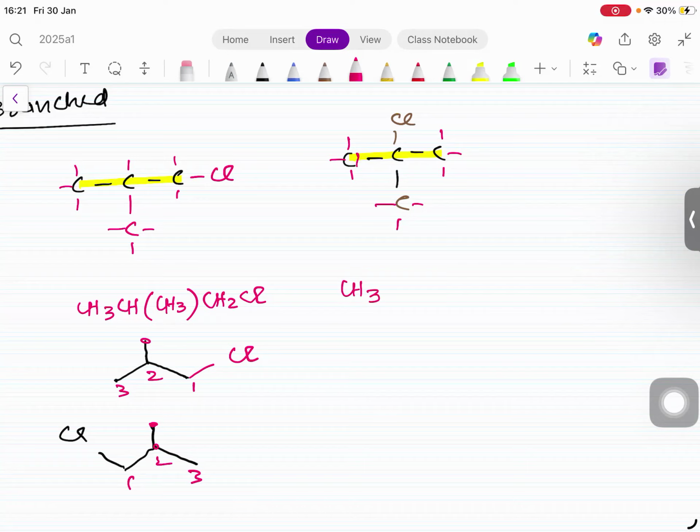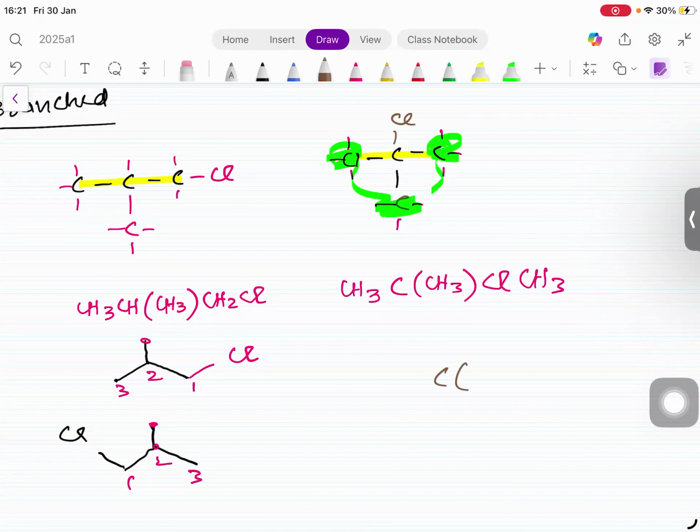CH3, C, bracket CH3, Cl, then CH3. This is CH3, this is CH3, this is CH3. All these CH3s are attached to one carbon. So CH3 thrice and then Cl. You got it? So you can also do it like this.